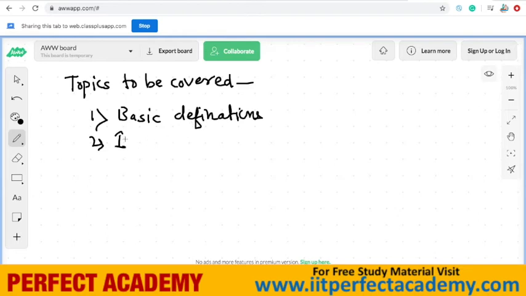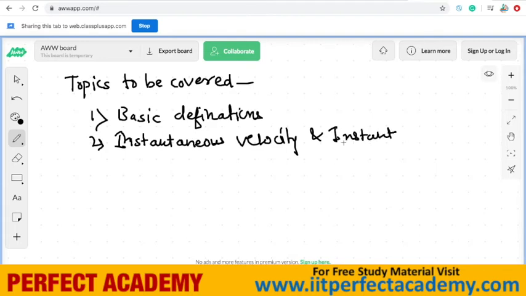Then we will define what is instantaneous velocity and instantaneous acceleration. Now velocity and acceleration definitions we will see in these basic definitions. Also we will define one part called average velocity and acceleration.